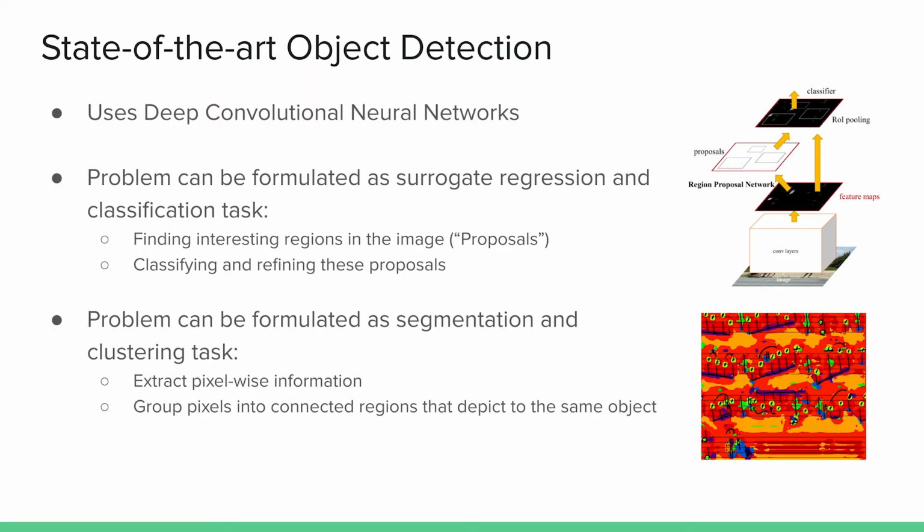But still, we're formulating this as a surrogate regression and classification task. The other way how we can do object detection would be by formulating it as a segmentation and clustering task. So we kind of go bottom up. We try to extract pixel-wise information. We classify each pixel of our input, and then we can group them into connected regions that ideally depict the same object. That would be also one way how you can do object detection.